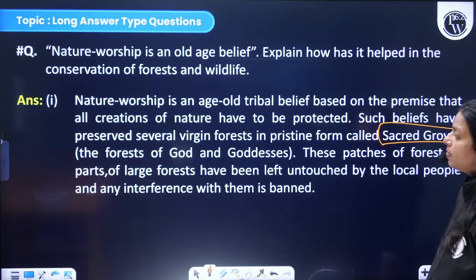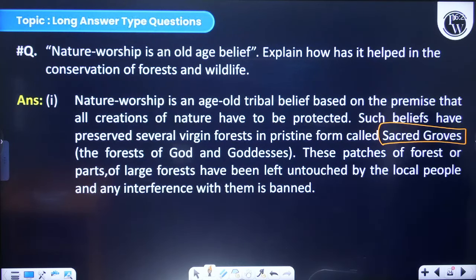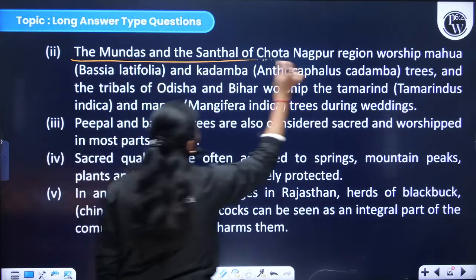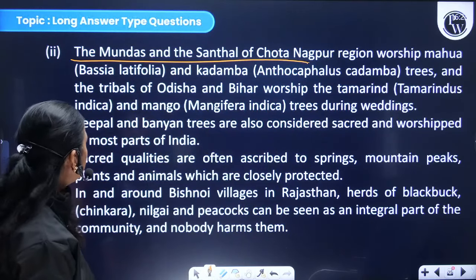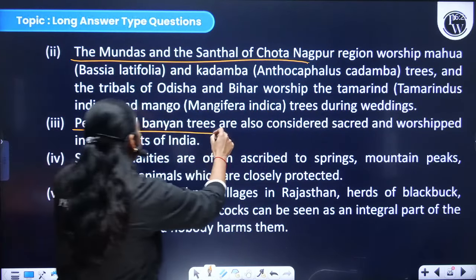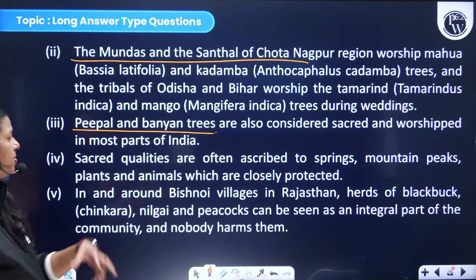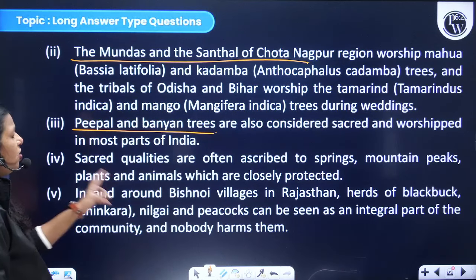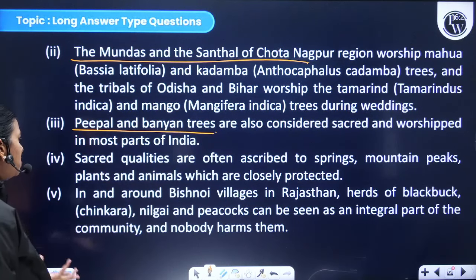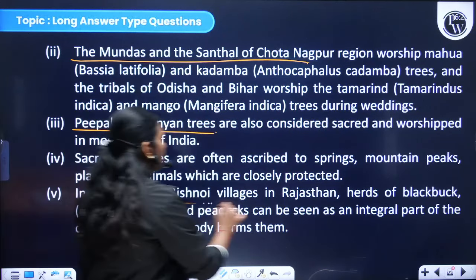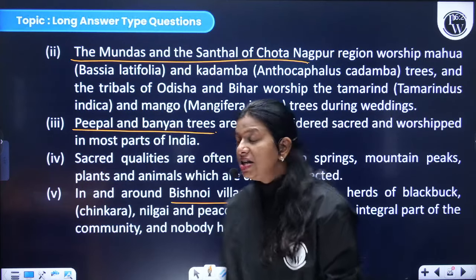These patches of forest or parts of large forest have been left untouched by local people, and any interference with them is banned. We then come up with examples. The Mundas and Santhals of Chota Nagpur Plateau, this we have read in the previous part. Banyan trees are considered sacred, not just by the tribals, but in the mainstream communities as well. Sacred qualities are often ascribed to springs, mountain peaks, plants, animals which are closely protected. Like in Rajasthan, the Bishnoi community protects the Kala Hiran, the black buck.